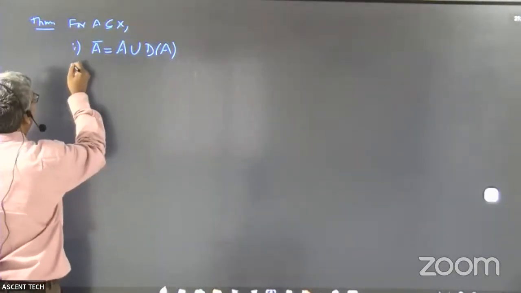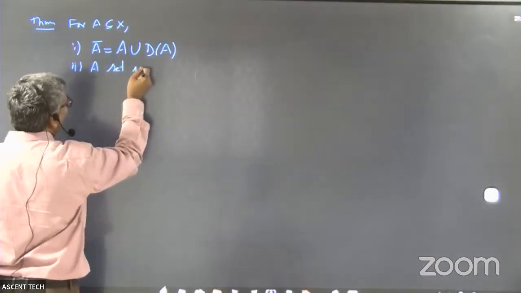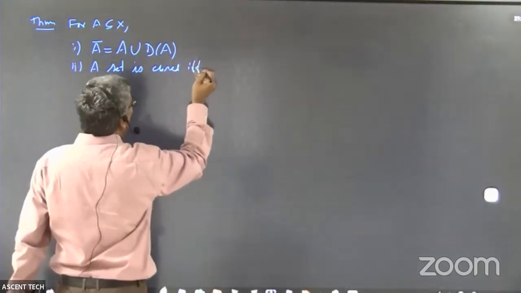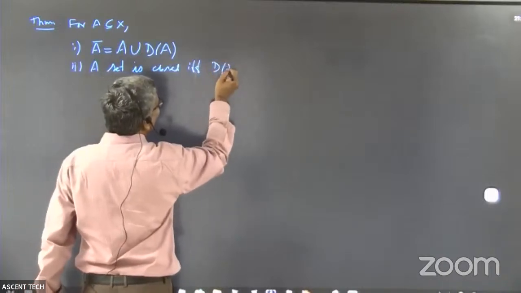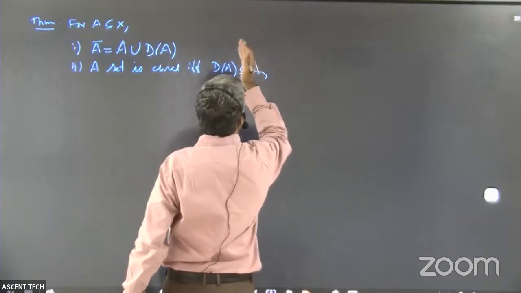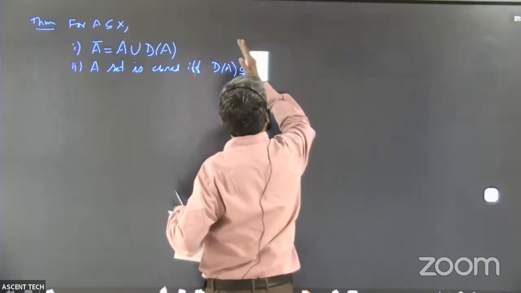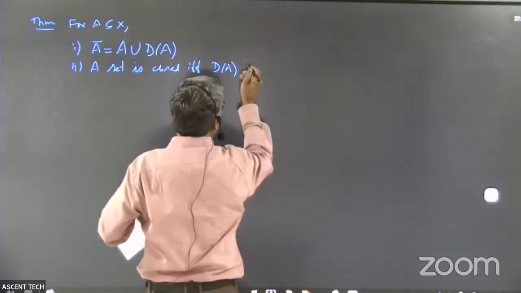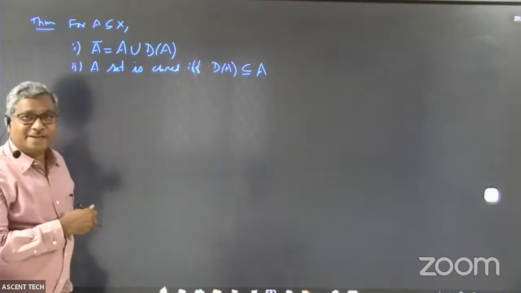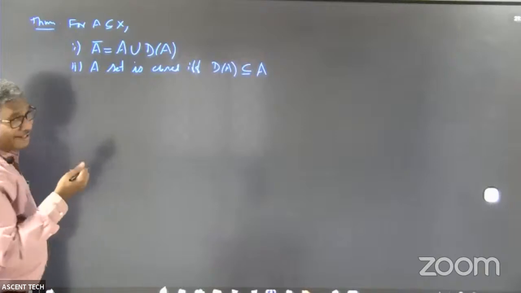Is that okay now? Two, a set is closed if and only if the derived set is inside A. I think it's clear now. Is it clear to you now? You are able to see that? Yeah. This is the whole point.